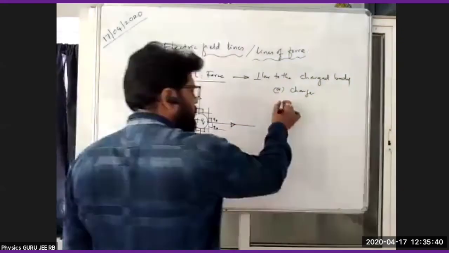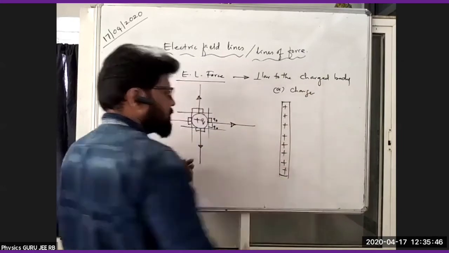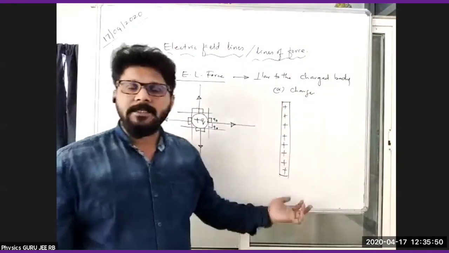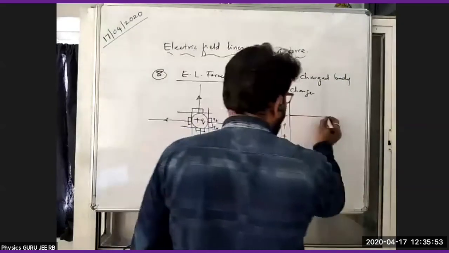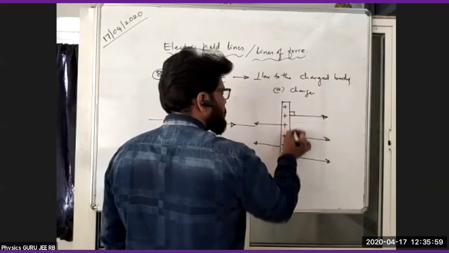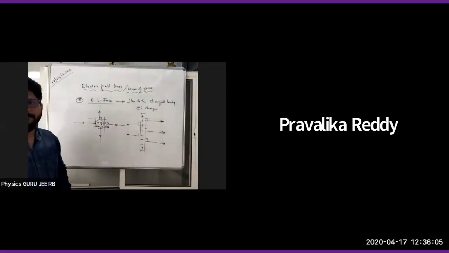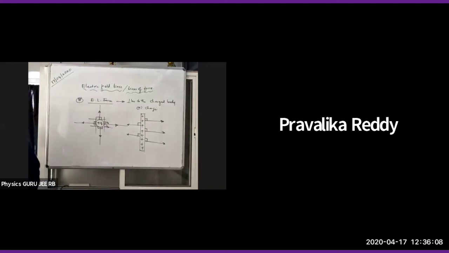Otherwise, for a charged body, this is nothing but positive charges. This is a point charged body, and this is an extended body. Here it is away from it, here away, here away. So this is nothing but 90 degrees. Is it clear, all of you? So field lines are perpendicular to the surface of charged bodies. Done, all of you. Till here, any doubts you have, let me know.